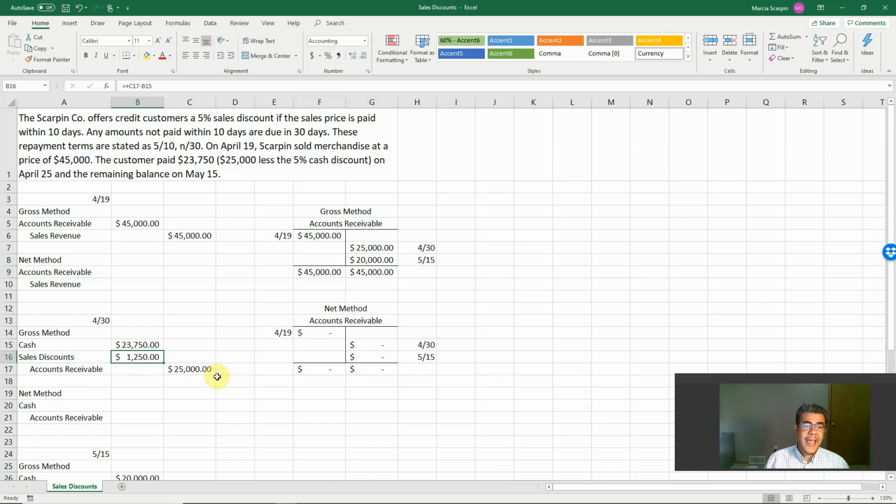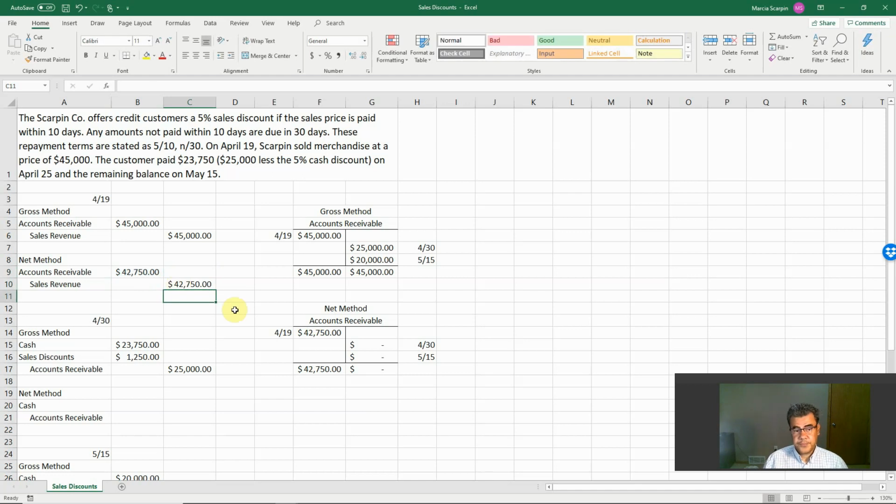How do we do the net method? The net method means we are considering that we will receive everything within 10 days. So we record here as if everything is received in 10 days. This is to be conservative. So accounts receivable will be 45,000 times 95% because we are giving a 5% discount. And then the sales revenue is also 42,750. Okay? And let's do it.